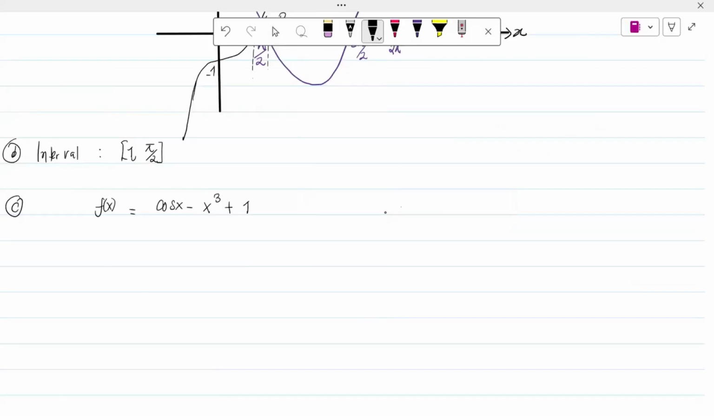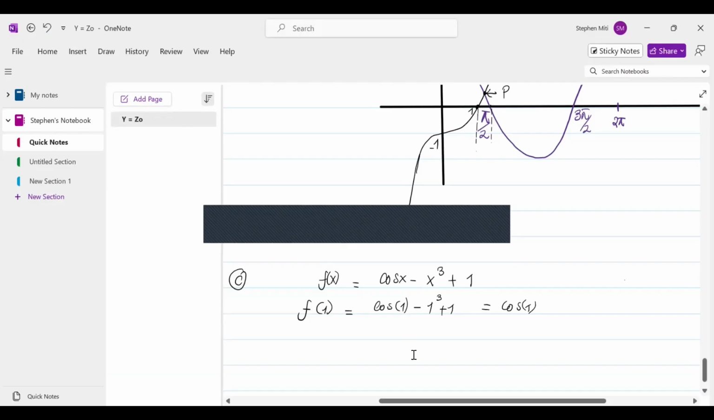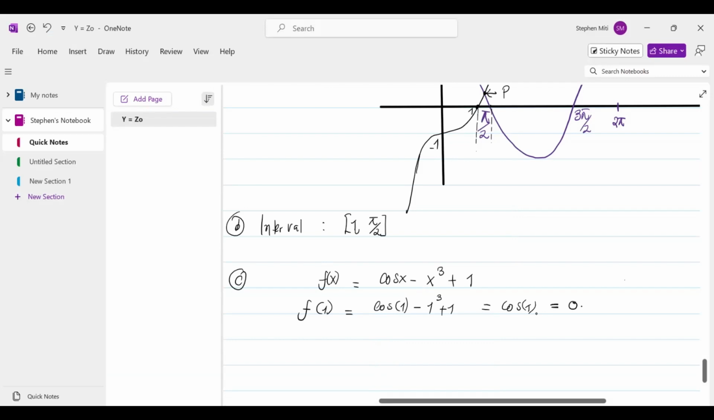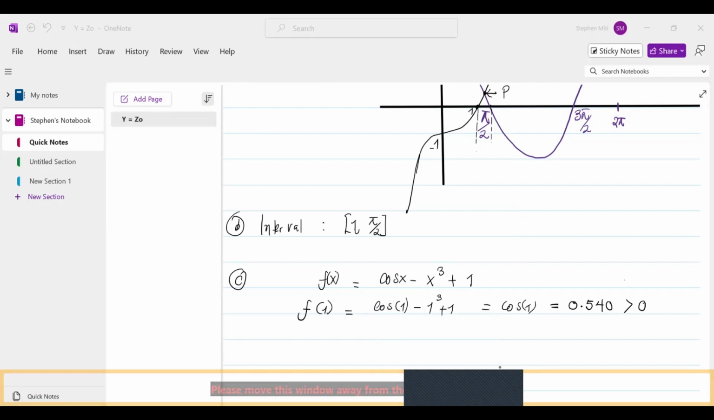So we start with f of 1. f of 1 is equal to cosine of 1 minus 1 cubed plus 1, and make sure that you calculate in radians, please. As long as you have a trigonometric function here, cosine, tangent, or sine, you have to make sure that you use the radian mode. And this is equal to cosine of 1. What is cosine of 1? 0.540, and this is positive. We're mainly interested in the sign, remember, that's what we're interested in.